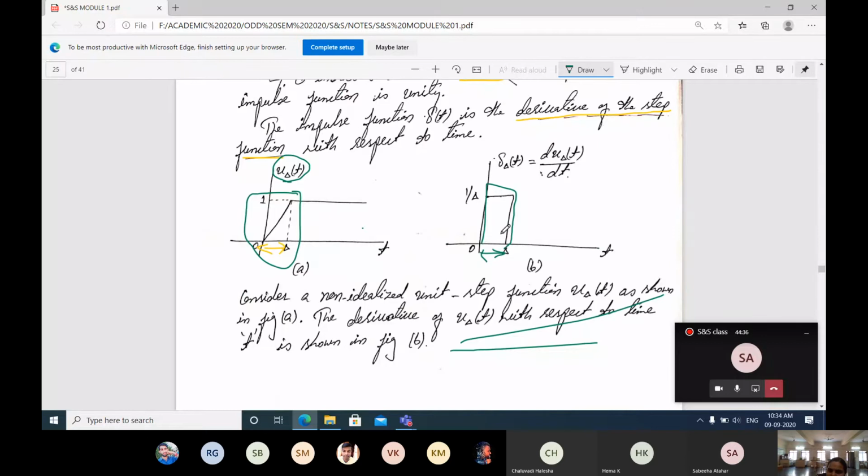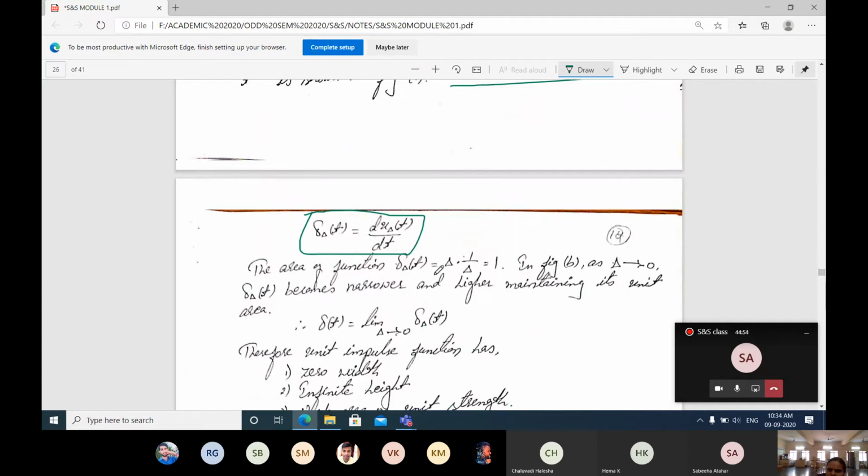This is a rectangle, right? What is the area of a rectangle? Length into width. For that reason, if I take the length as 1 by delta and the width as delta, what is the area I will get? These two cancel, and 1 I will be getting. Observe here the same thing here, 1.